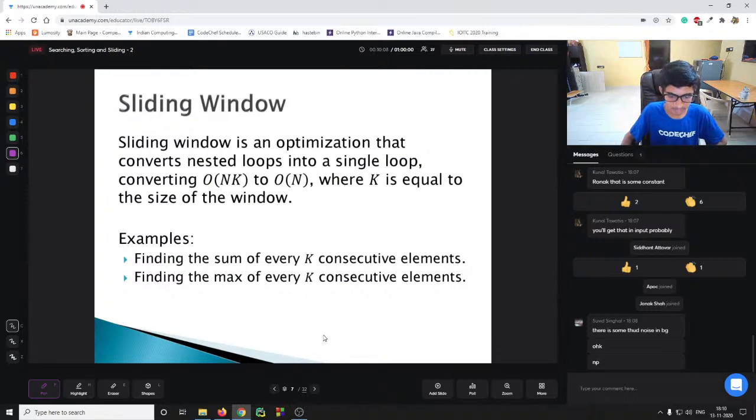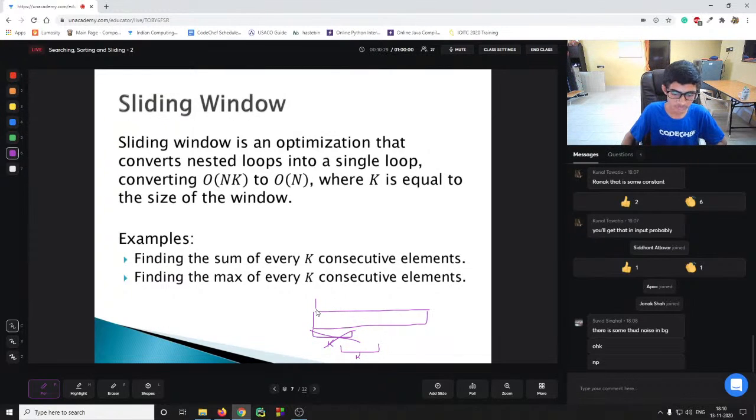So you can imagine the brute force algorithm as a window. There's an array, and the brute force algorithm takes a window. The window is equal to k consecutive elements. And now each time we are removing this window and inserting it again. So this is a waste of time.